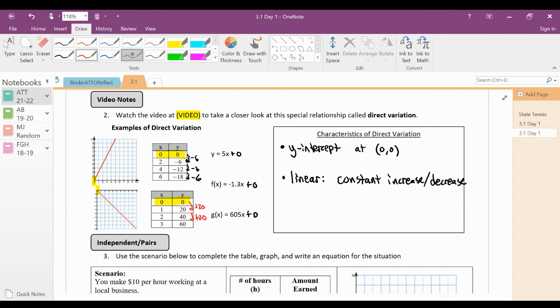If you look at the equations, they all have a slope out in front, right? That's a constant rate of change. It is constant increase or decrease. They have a slope. These are the two main important pieces about direct variation. And you're going to look at an example problem and then watch another video in just a little bit. So try the next example here, number 3.